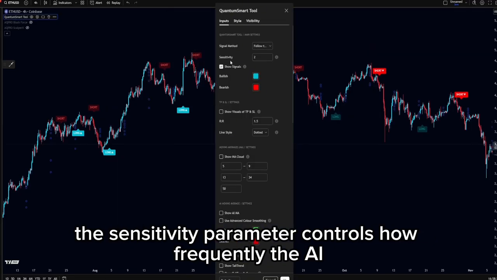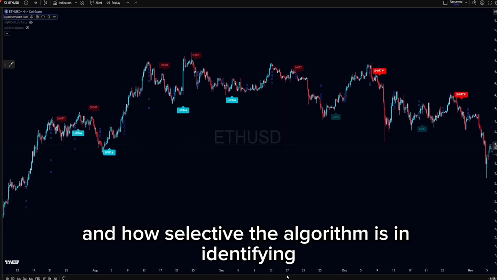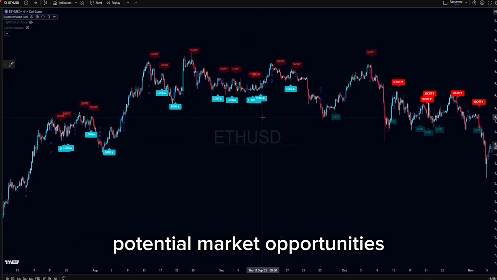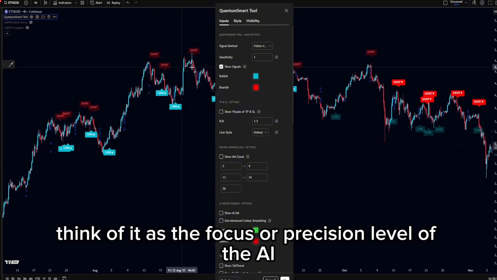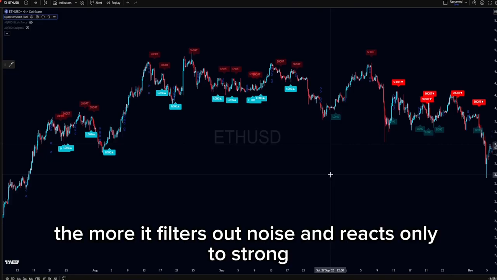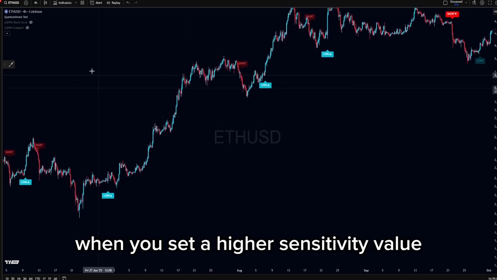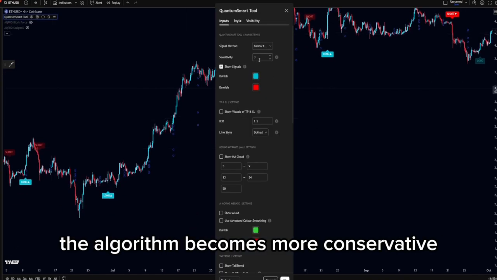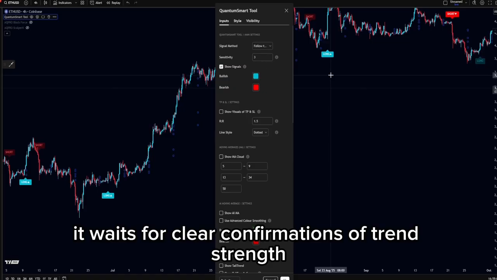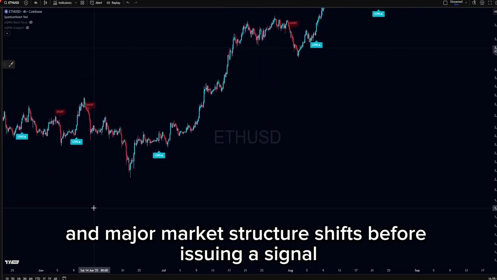The sensitivity parameter controls how frequently the AI Quantum Smart Tool generates trading signals and how selective the algorithm is in identifying potential market opportunities. Think of it as the focus or precision level of the AI. The higher the sensitivity, the more it filters out noise and reacts only to strong, confirmed movements. When you set a higher sensitivity value, the algorithm becomes more conservative. It waits for clear confirmations of trend strength and major market structure shifts before issuing a signal.